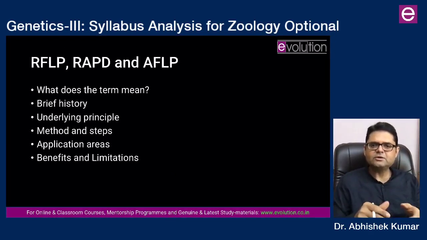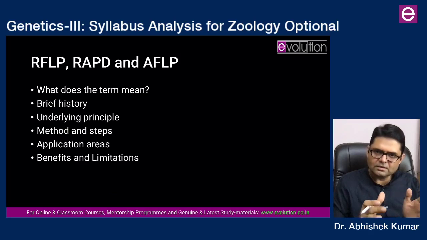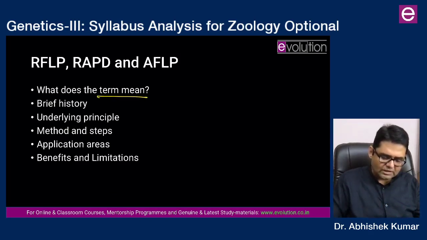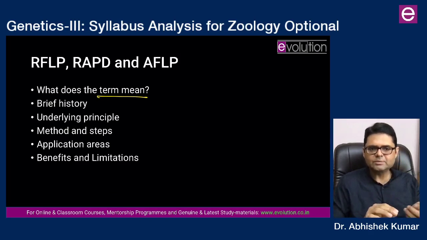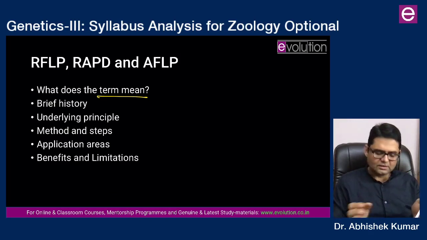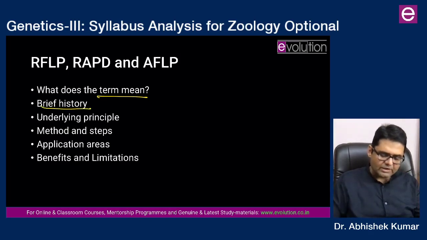The next topic is RFLP, RAPD, and AFLP. These are again topics related to different molecular marker tools, and the same format can be applied to each one of them. First and foremost, what does the term mean? For example, RFLP stands for restriction fragment length polymorphism. So you need to write it in full, and then you need to explain in simple English what essentially it means. Then, what is the brief history?